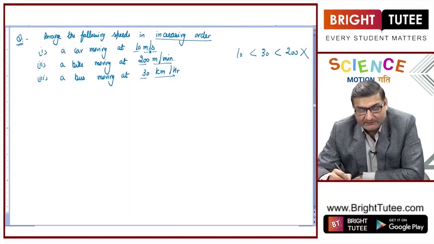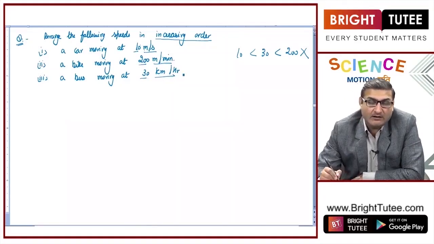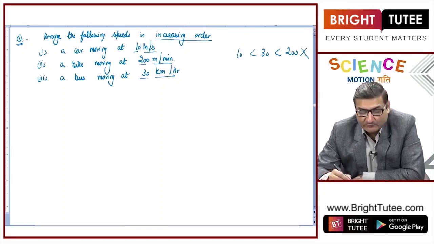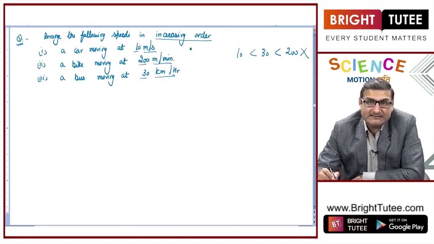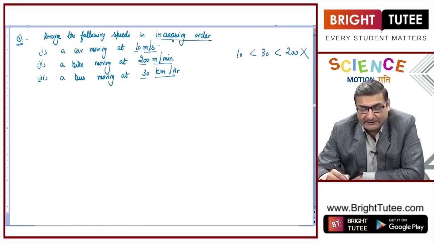The first speed of the car is expressed in meter per second. The second is expressed in meter per minute, not second, and the third speed is referred to in kilometers per hour, right? So if we want to compare, we have to bring all these in one single comparable same unit. Now it depends on us whether we want to take it in meter per second, or in meter per minute, or in kilometer per hour.